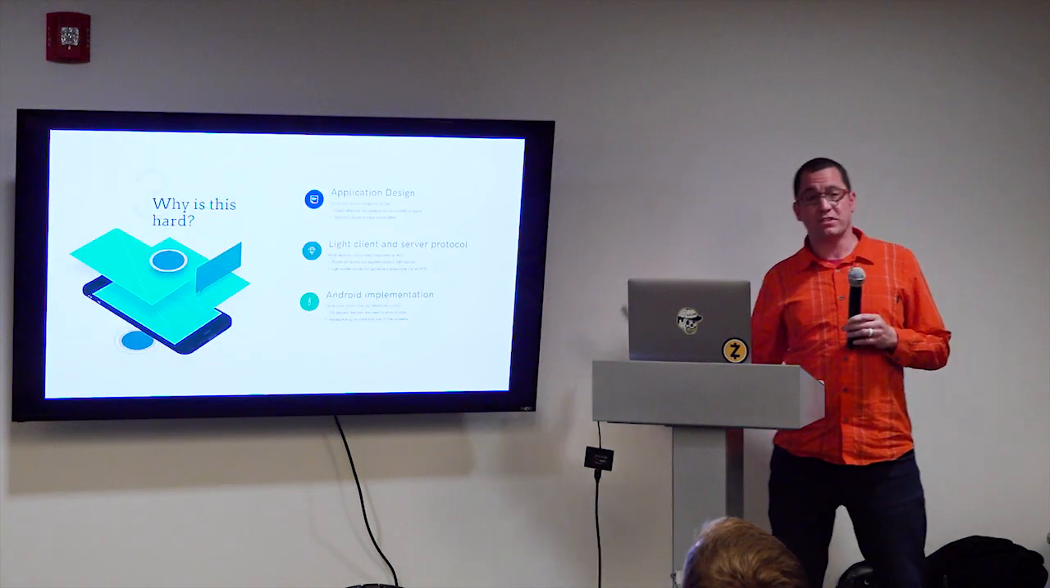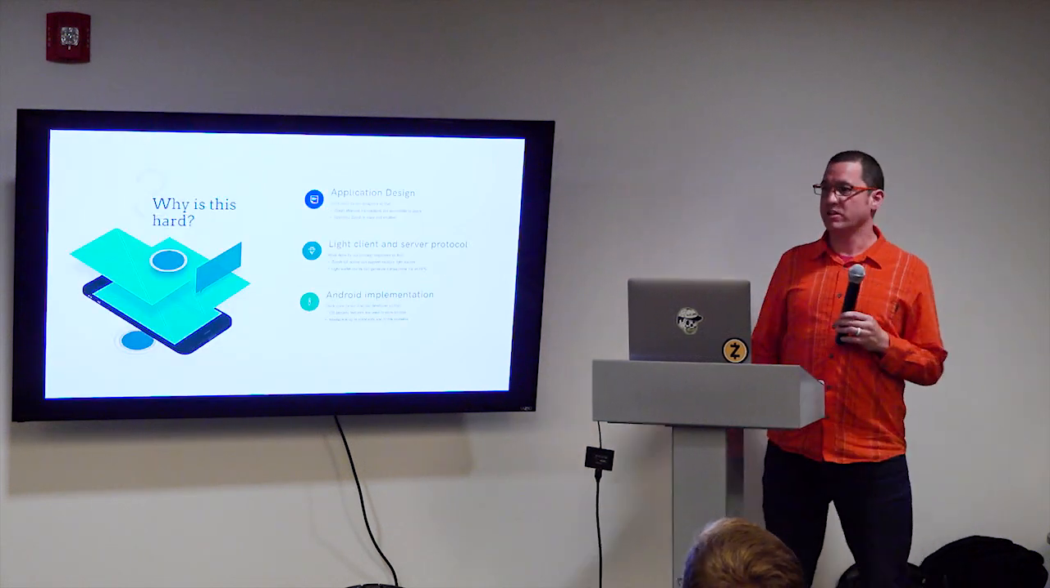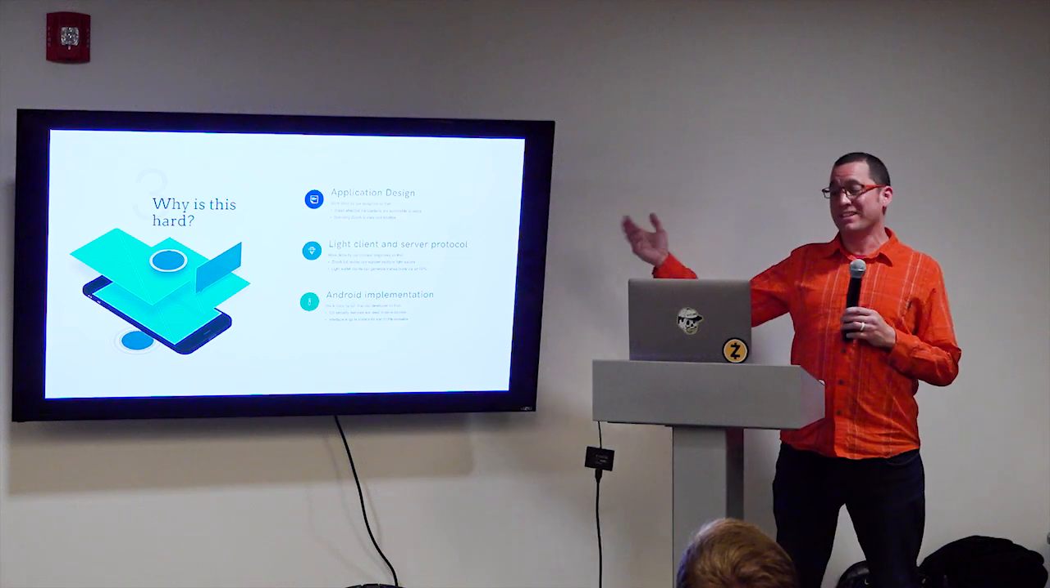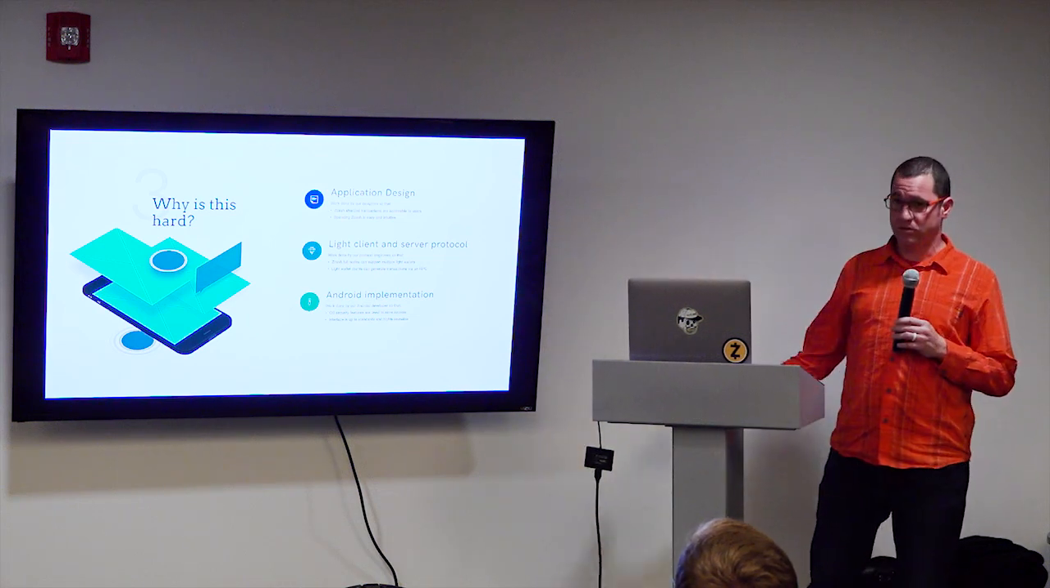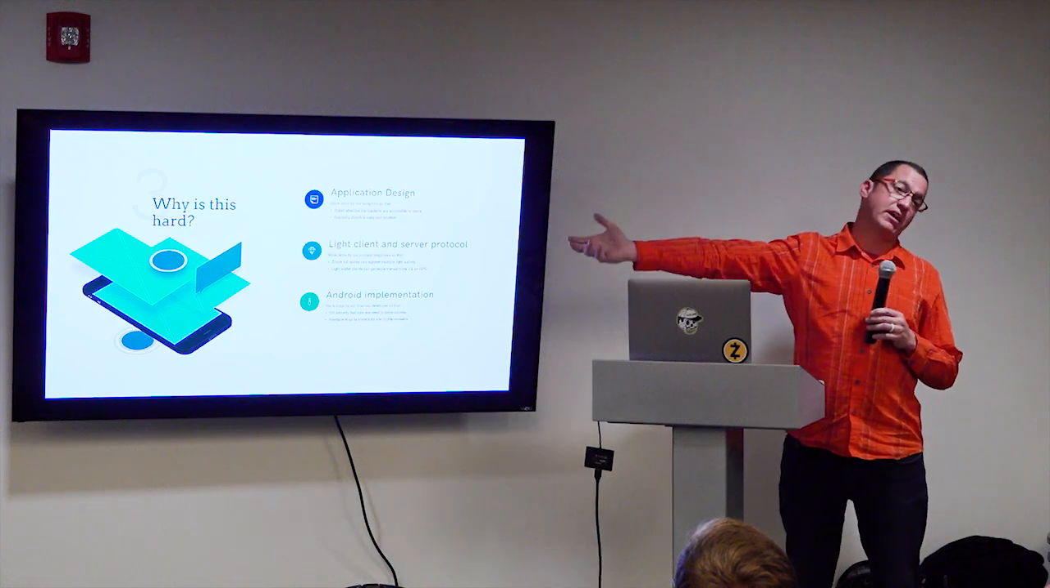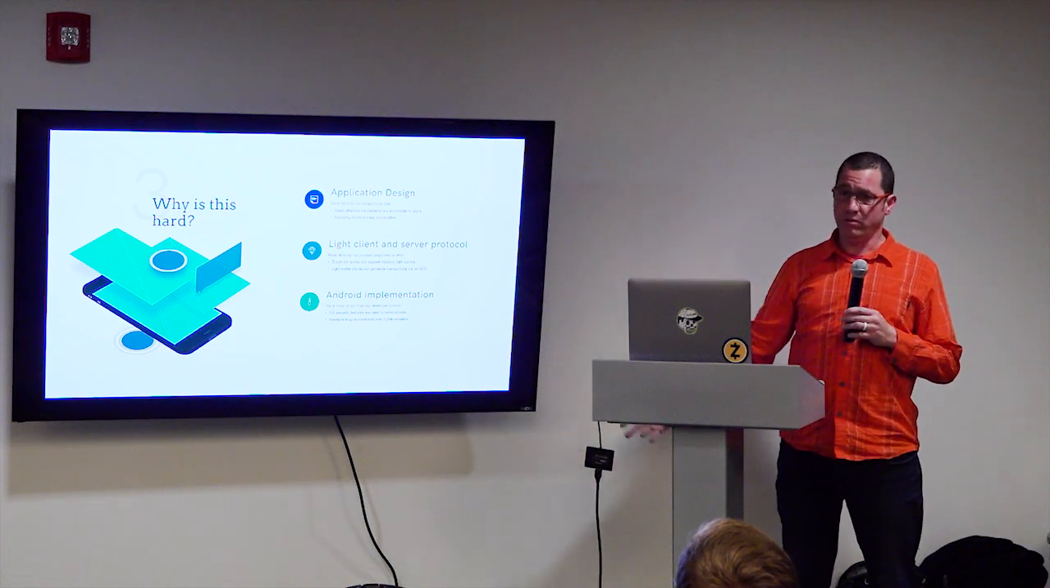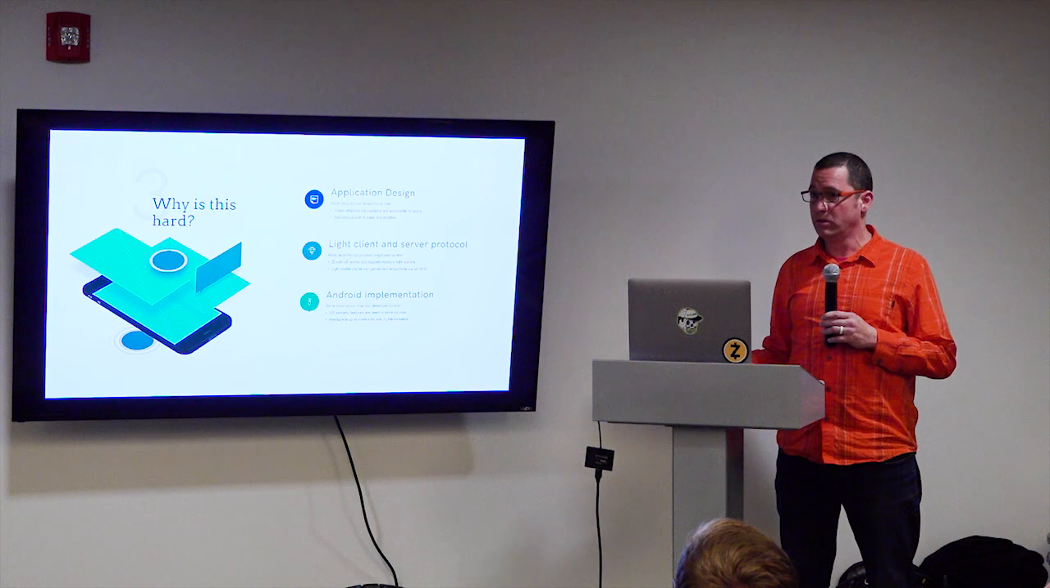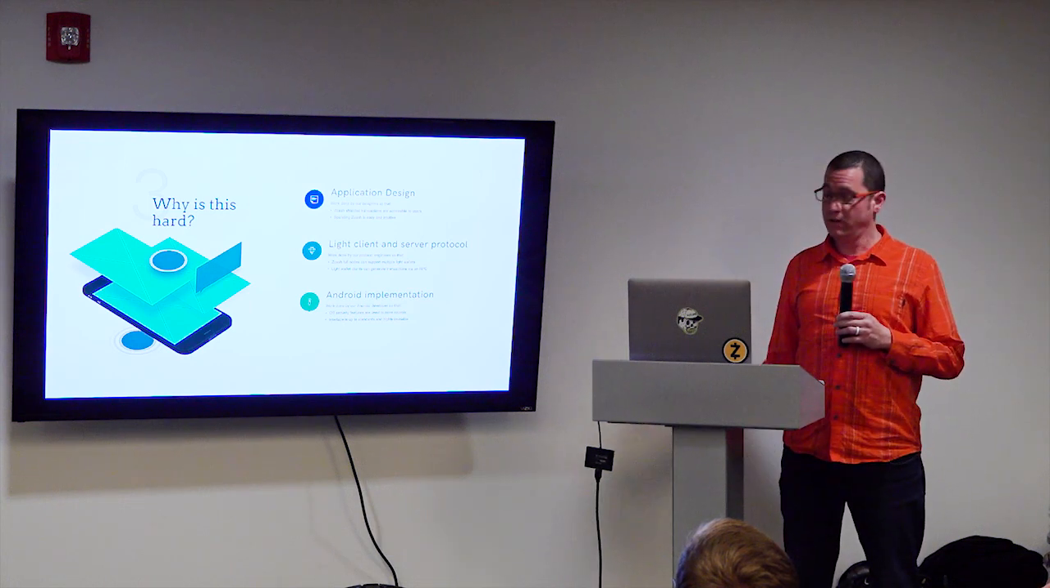Why is this hard? First is the application design. That's not that hard. That's my job. That's what we do. We create those. There's the light client and server protocol. That's huge. Being able to not grab the entire blockchain and be able to see what's important to you and run it on your phone is a huge hurdle. And it's something we couldn't do before Sapling.